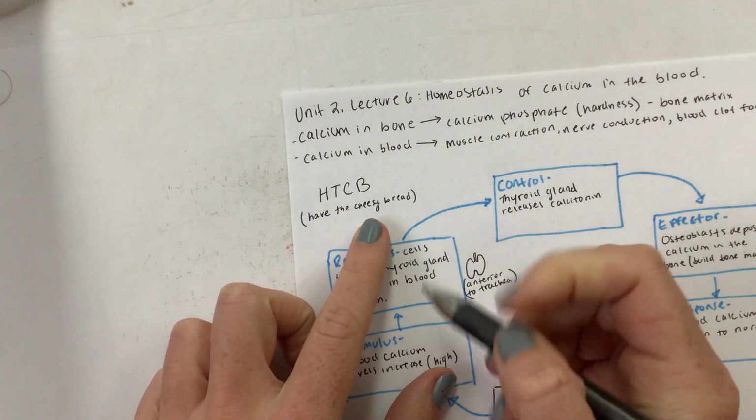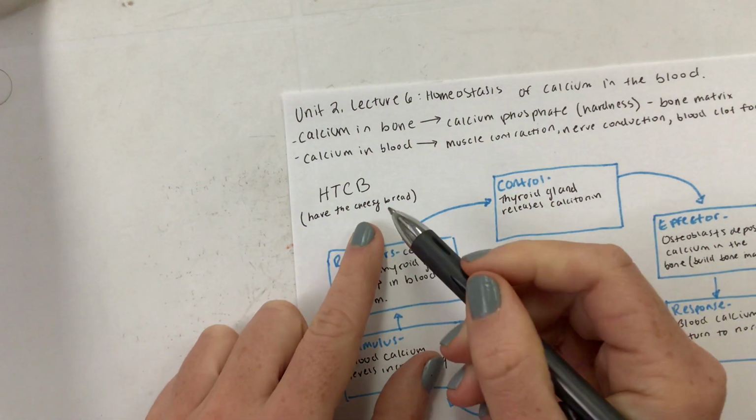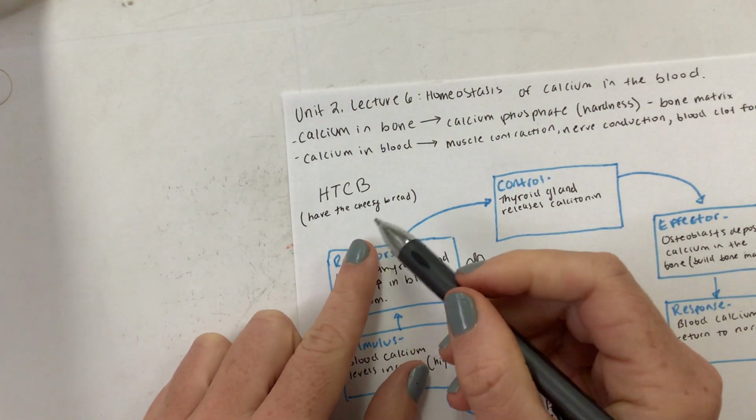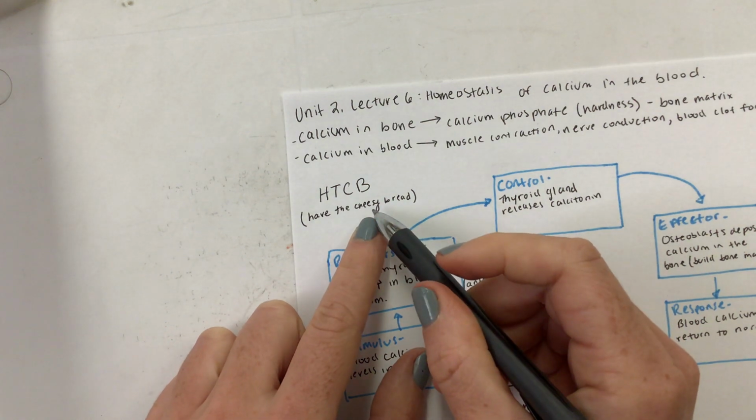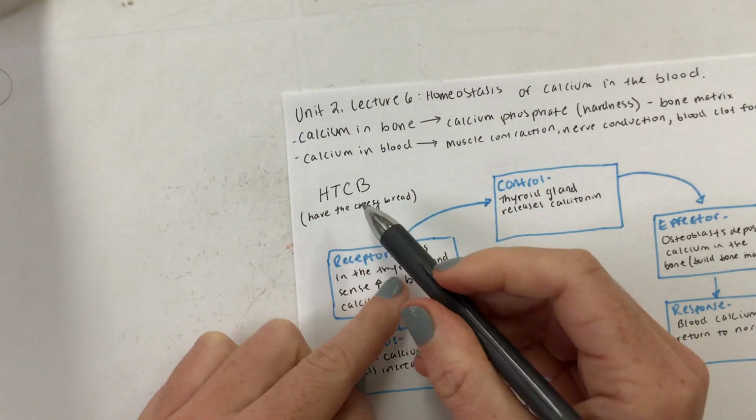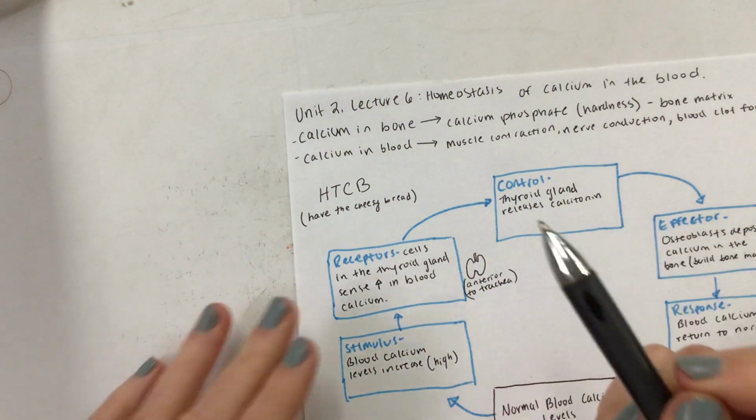Have the cheesy bread. Now, all of a sudden, I'm really questioning if that's a Z or an S, but I'm pretty sure it's an S in cheesy. Struggles. Okay, so have the cheesy bread. What does this even mean?